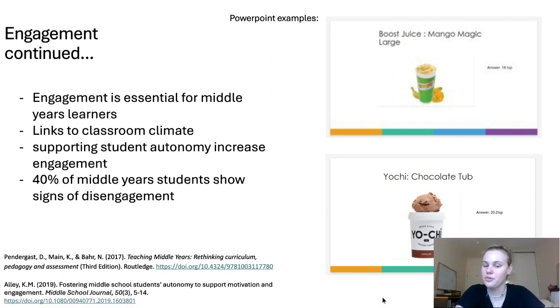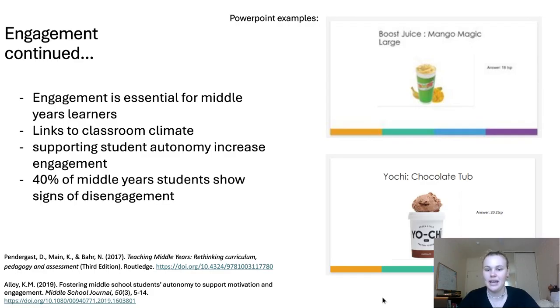Why is engagement so important for middle year students? Pendergast in her textbook has identified that the middle years of schooling are notoriously a period where student motivation and engagement declines, which is a result of many factors. This may include a disinterest in classroom tasks, work that is too easy, or feeling alienated in the classroom.